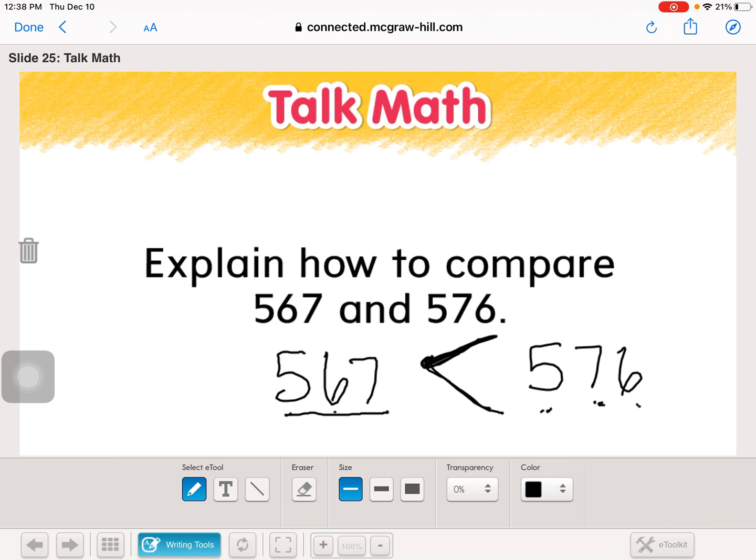Go ahead and do your independent practice and problem solving and brain builders on page 335.